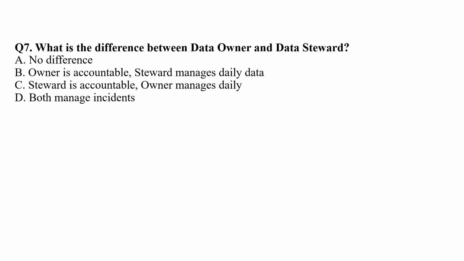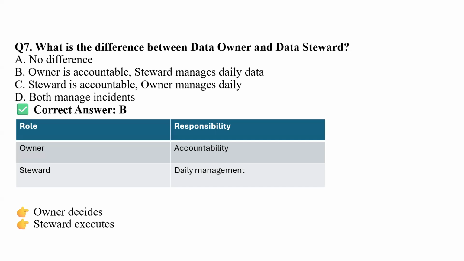Option A, no difference. Option B, owner is accountable, steward maintains daily data. Option C, steward is accountable, owner manages daily. And option D, both manage incidents. The correct answer is option B, owner is accountable, steward manages daily data. So here the owner is the accountable person, the steward maintains daily management. So owner decides, steward executes.